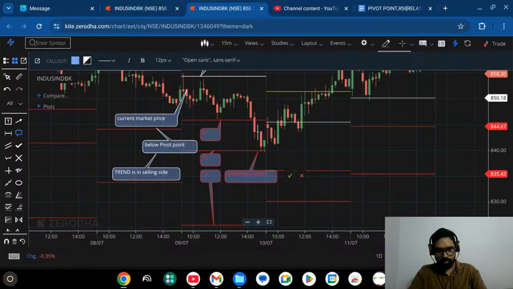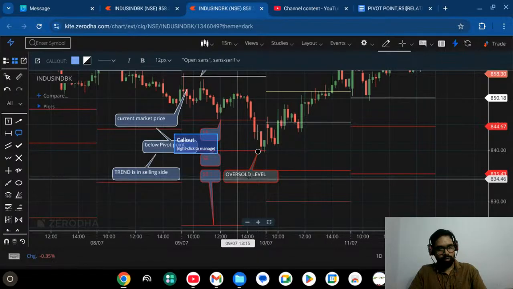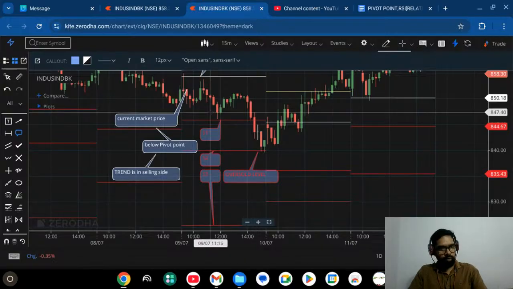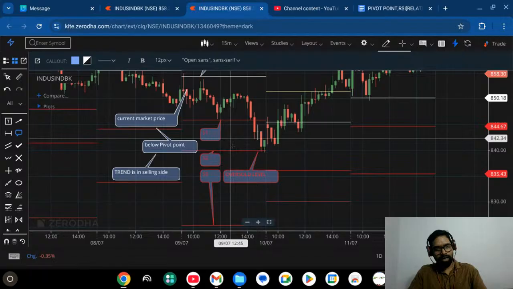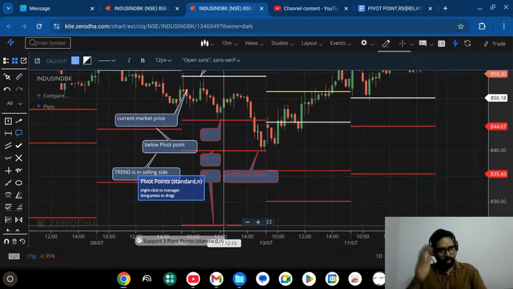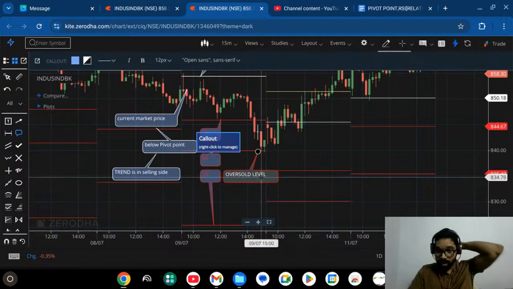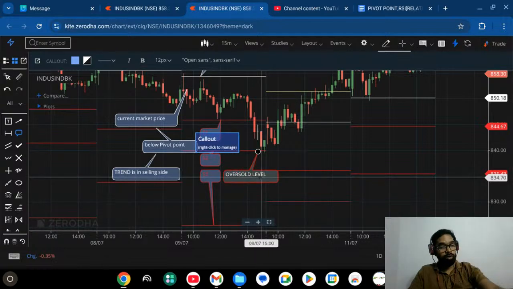So how do we identify the oversold levels? I will tell you what indicators you need to see, so that you can exit. We know that below the pivot point, the market can go to S1, S2, and S3. It can go even below S3, but it depends upon your overbought level and oversold level. You should be aware of the oversold level and overbought level.